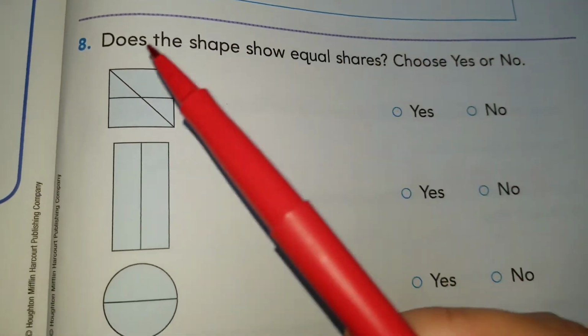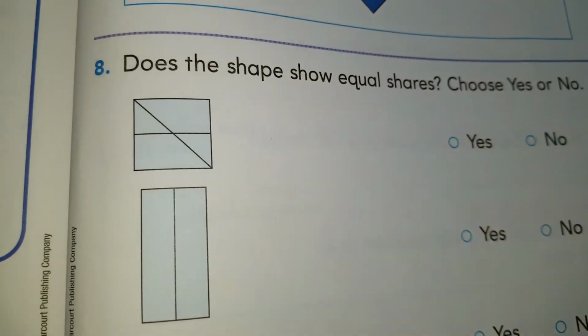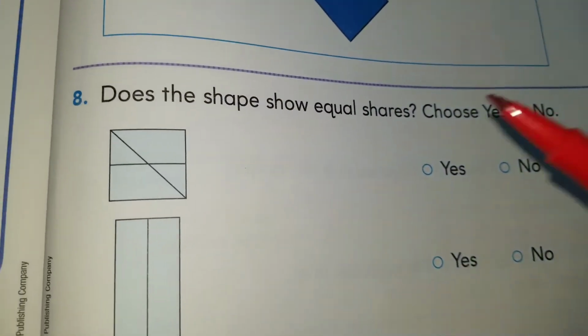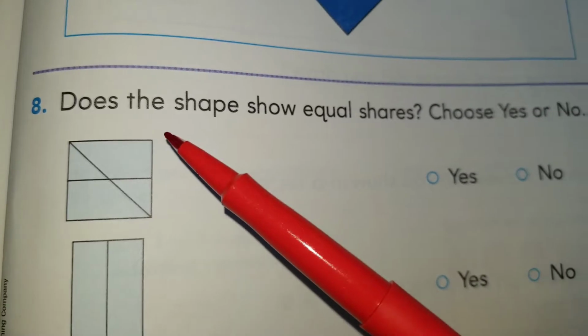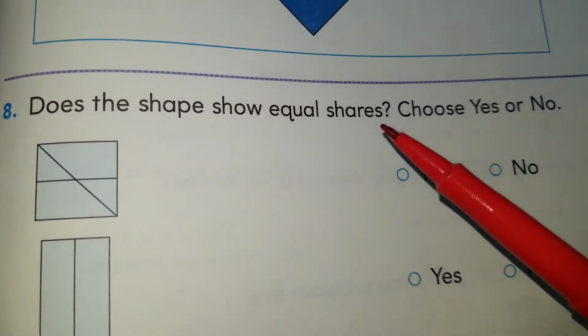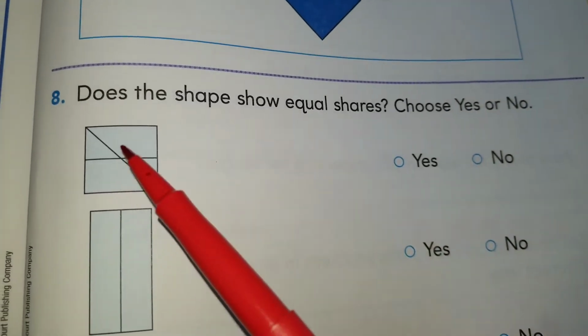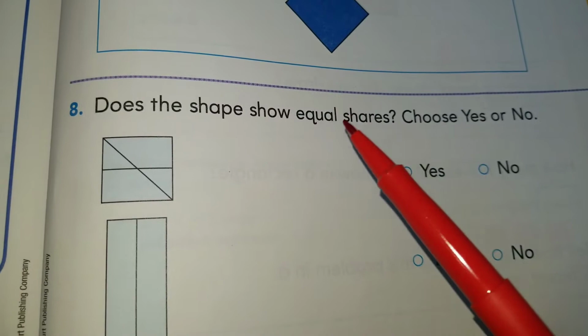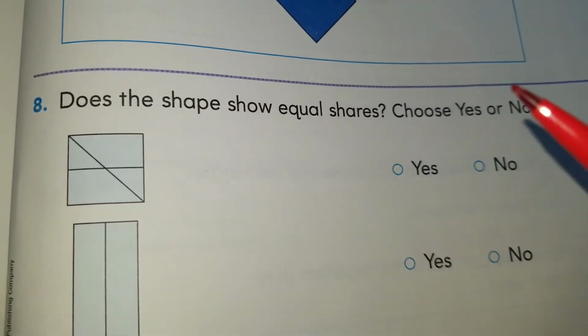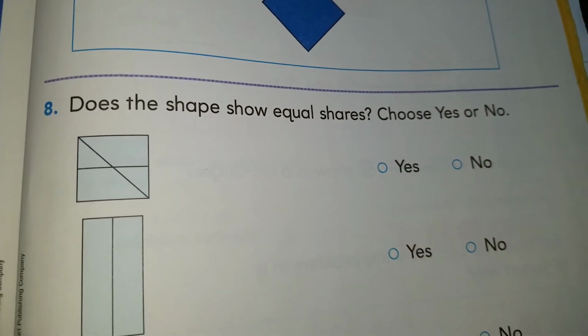Alright, boys and girls, so I'm turning the camera again because I'm moving down to number 8. Now, number 8 is a little bit tricky for me. I'm going to show you why. It says, does the shape show equal shares? Choose yes or no. So I'm a little bit concerned about this one. Equal shares means that it's divided into equal parts.